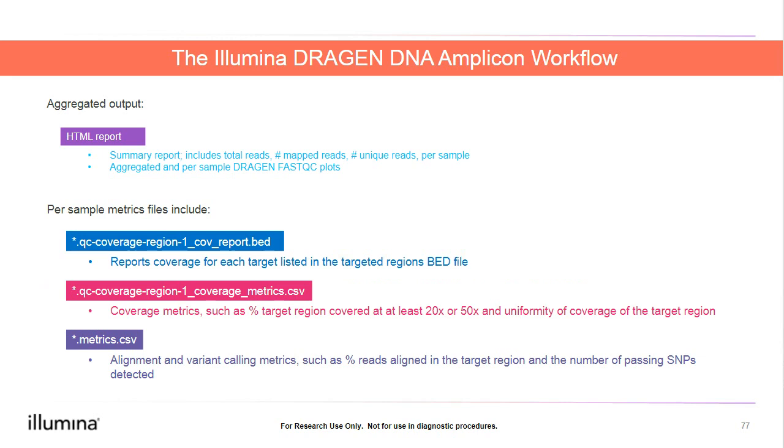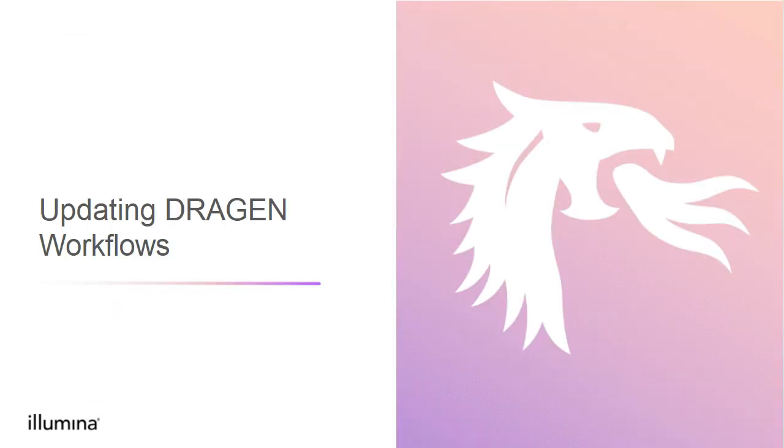Some key sample metrics files found among the DRAGEN DNA Amplicon workflow output are the HTML report, the QC coverage region bed and .csv files, as well as the alignment and variant calling metrics CSV file. Okay, so now that we have gone through all the DRAGEN workflows, we will discuss briefly how to check for updates to the individual workflow versions.